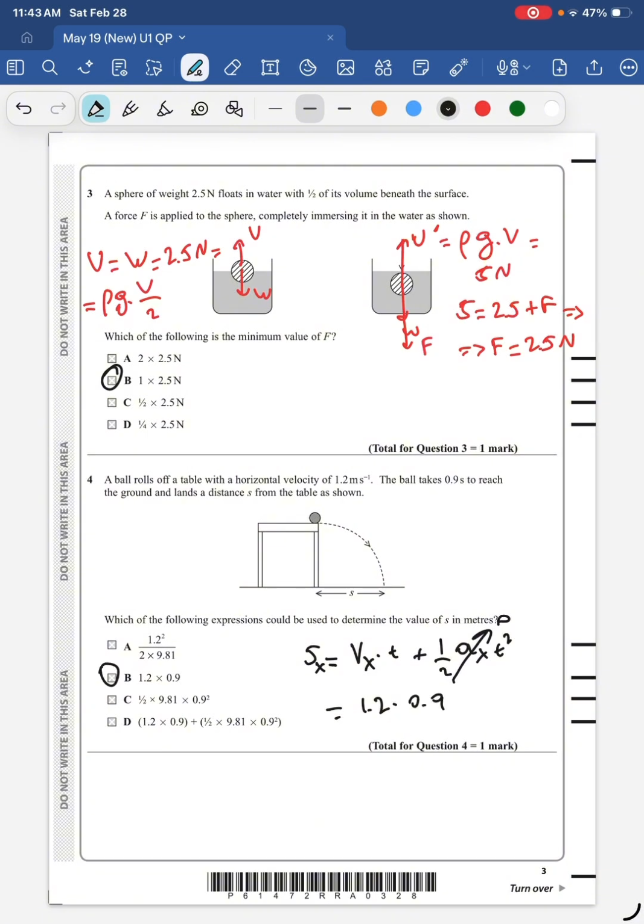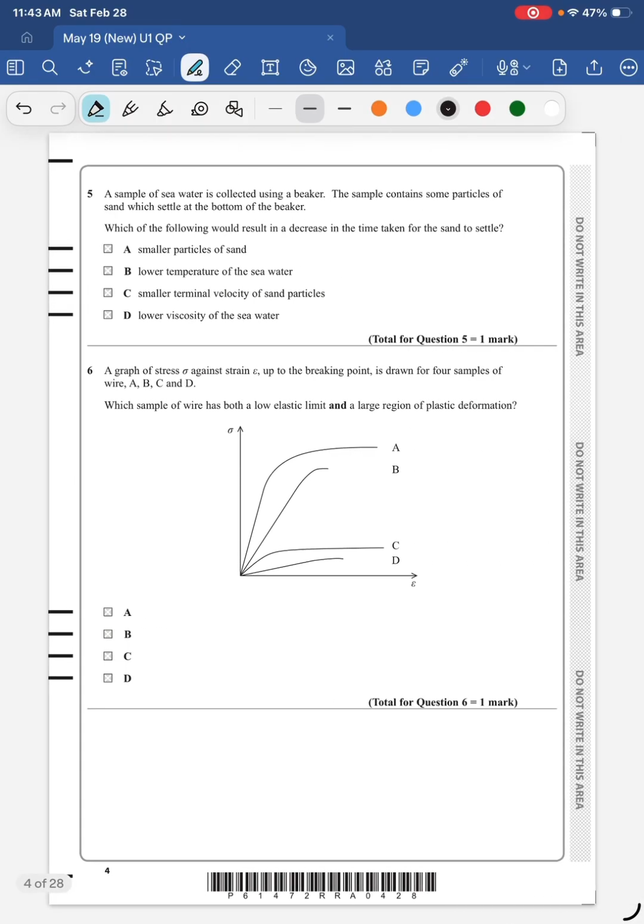It's option B. Okay, I hope this makes sense. Let's move on. A sample of seawater is collected using a beaker. The sample contains some particles of sand which settle at the bottom of the beaker. Which of the following would result in a decrease in the time taken for the sand to settle?